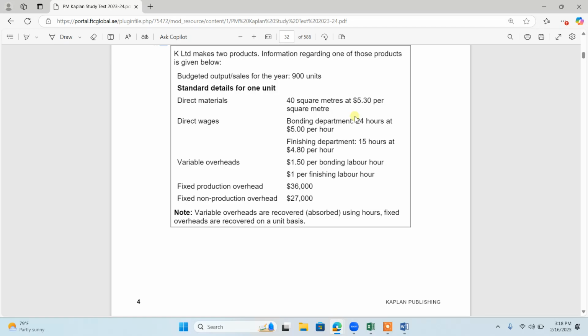How many hours are required for one product? It is 24. So 24 multiplied by 1.5 is the variable overhead cost for the bonding department, and $1 is charged in the finishing department. The finishing department requires 15 hours. So 15 multiplied by 1, the answer is 15. So 15 is your variable overhead for this particular product in the finishing department.